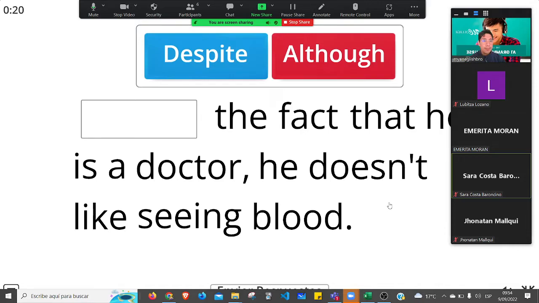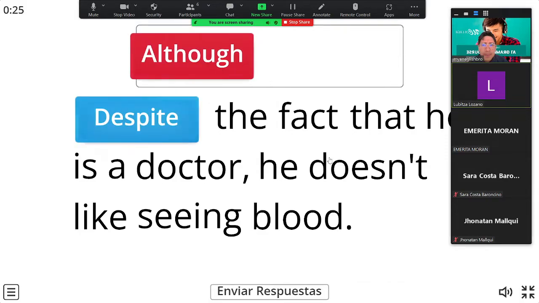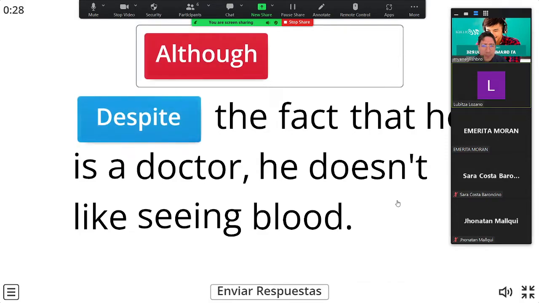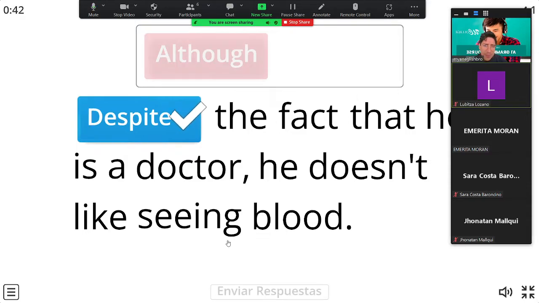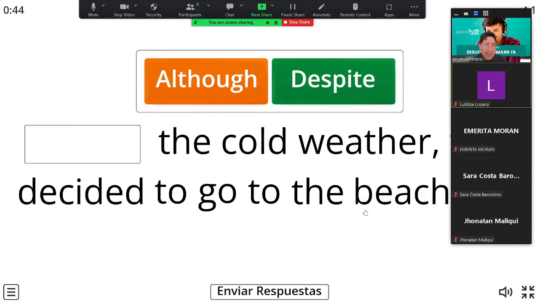Lubitsa, are you there? Yes. Despite the fact that he is a doctor, he doesn't like seeing blood. When you have S and then you have A, you can say like "is a." So despite the fact that he is a doctor, is a, okay? And this is perfect. Good job. Next, Emerita Moran, what's the answer?